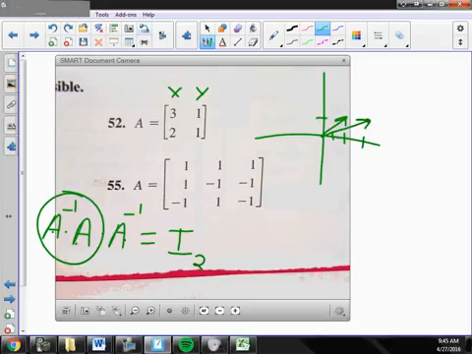A inverse. But if I multiply this by A inverse, then I have to multiply the other by A inverse. That didn't work. A inverse is equal to A inverse times I2, which we already knew, right? So A inverse is equal to A inverse times the identity. Well, that's the definition of the identity. Anything is equal to itself times the identity. So that didn't work.